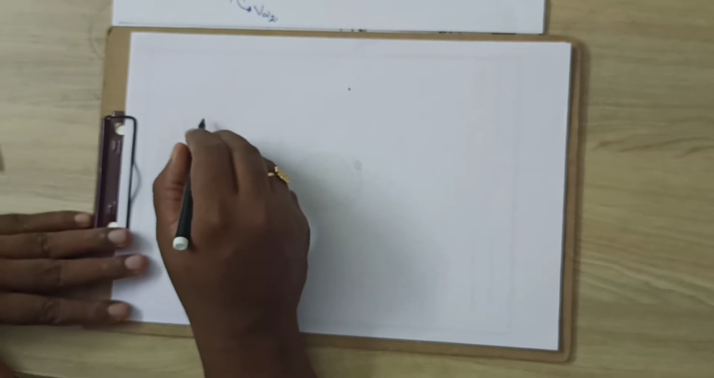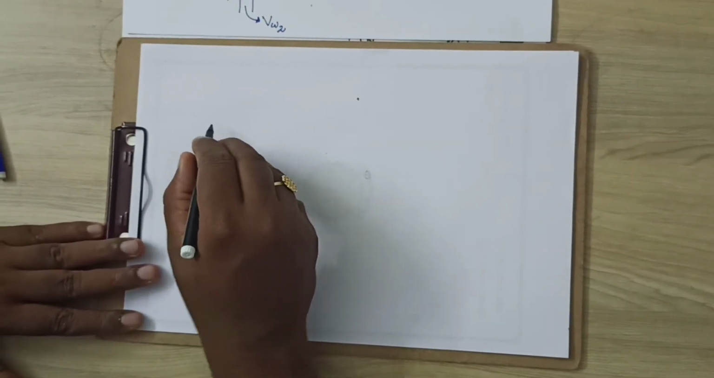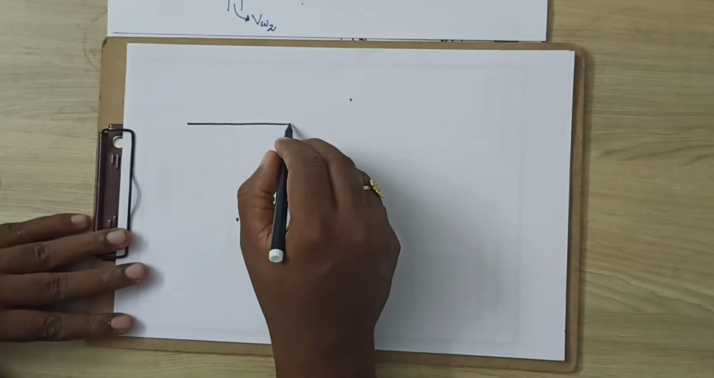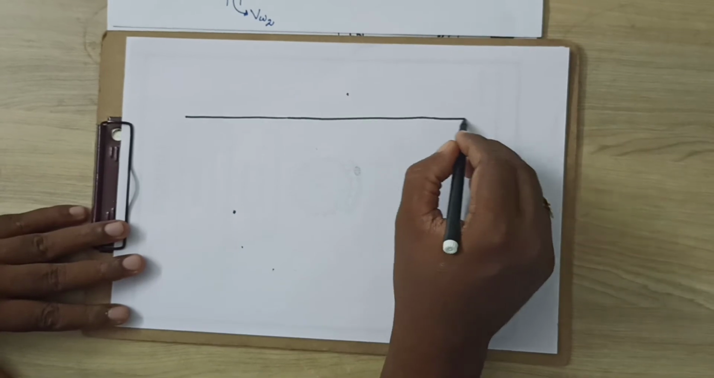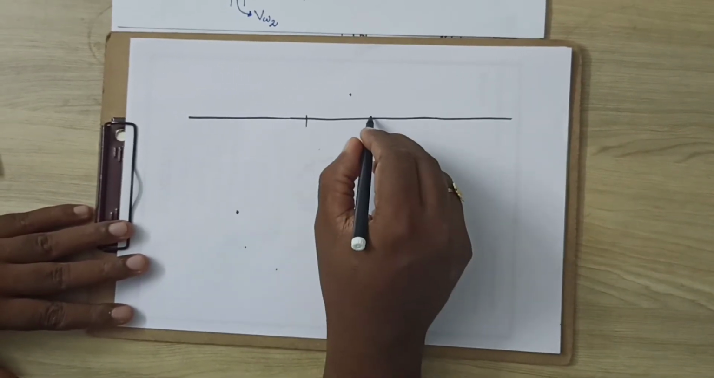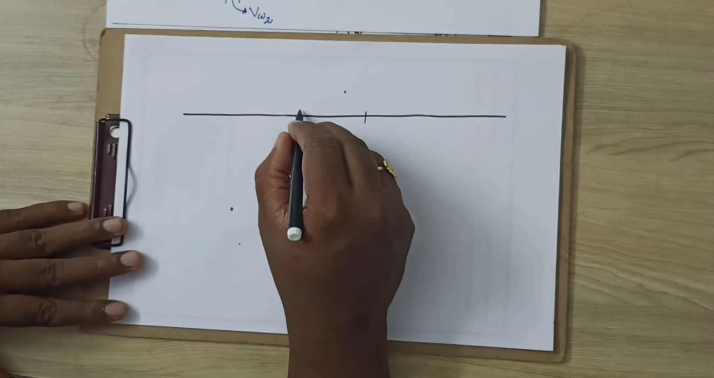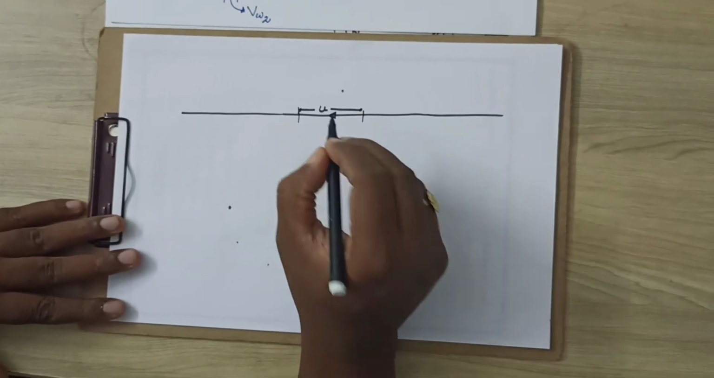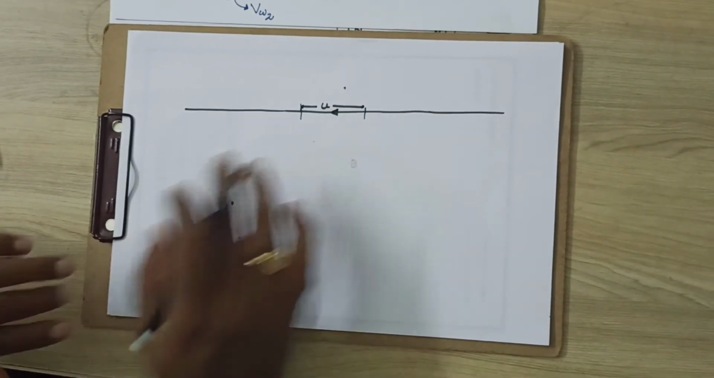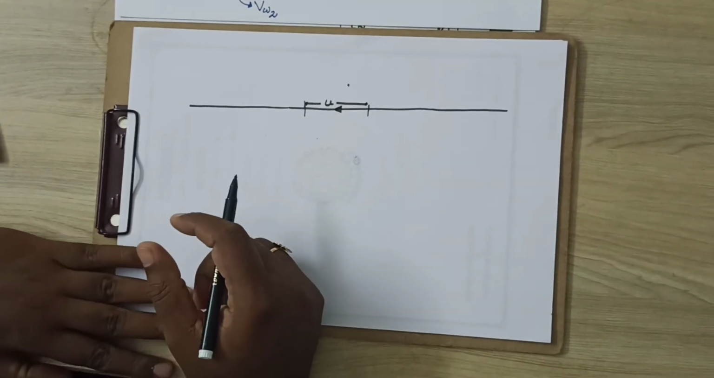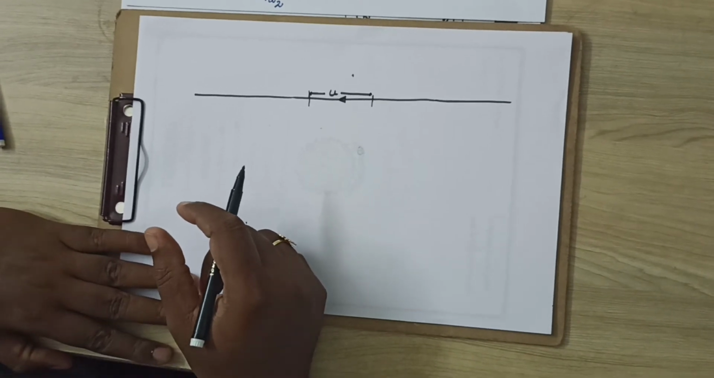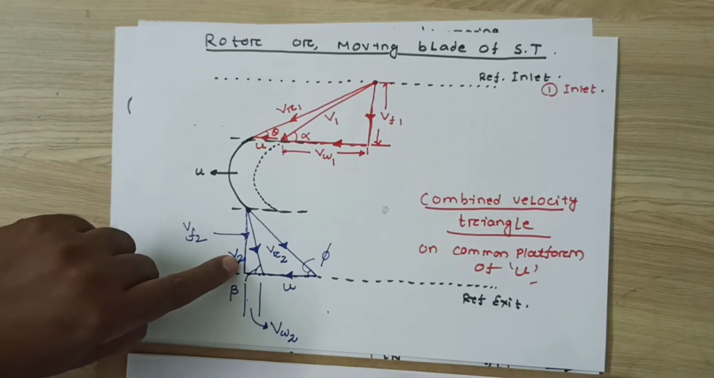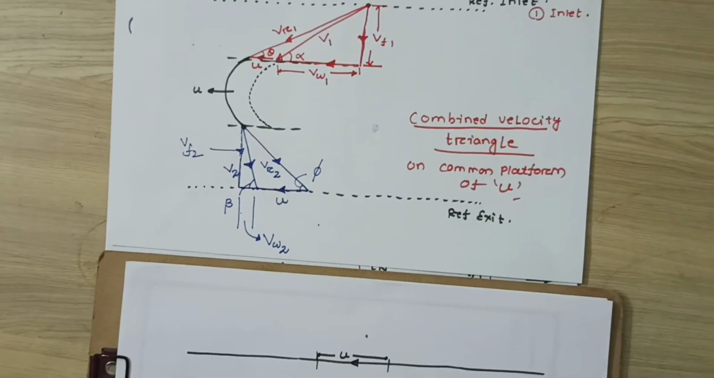So I will draw a common baseline. From some arbitrary point, I will strike out. This is u. Peripheral velocity, blade velocity u. How to calculate this u? I will tell you in the mathematical portions of this. Then I have to superimpose this inlet velocity triangle and this exit velocity triangle upon this common platform.